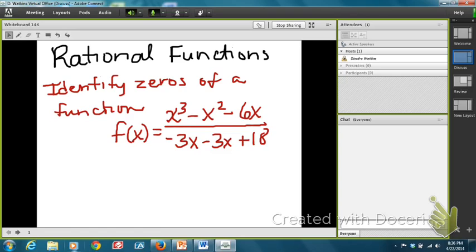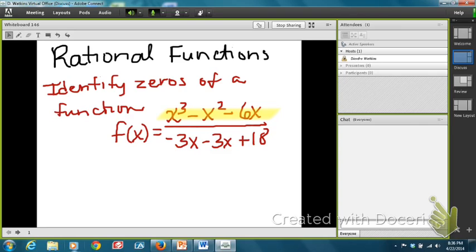All right, so this is your numerator right here. So that's what you want to focus on when you are looking for the zeros of a function. All right, so what you're going to do is to factor your numerator and set each one of your factors equal to 0. So here I have x cubed minus x squared minus 6x.